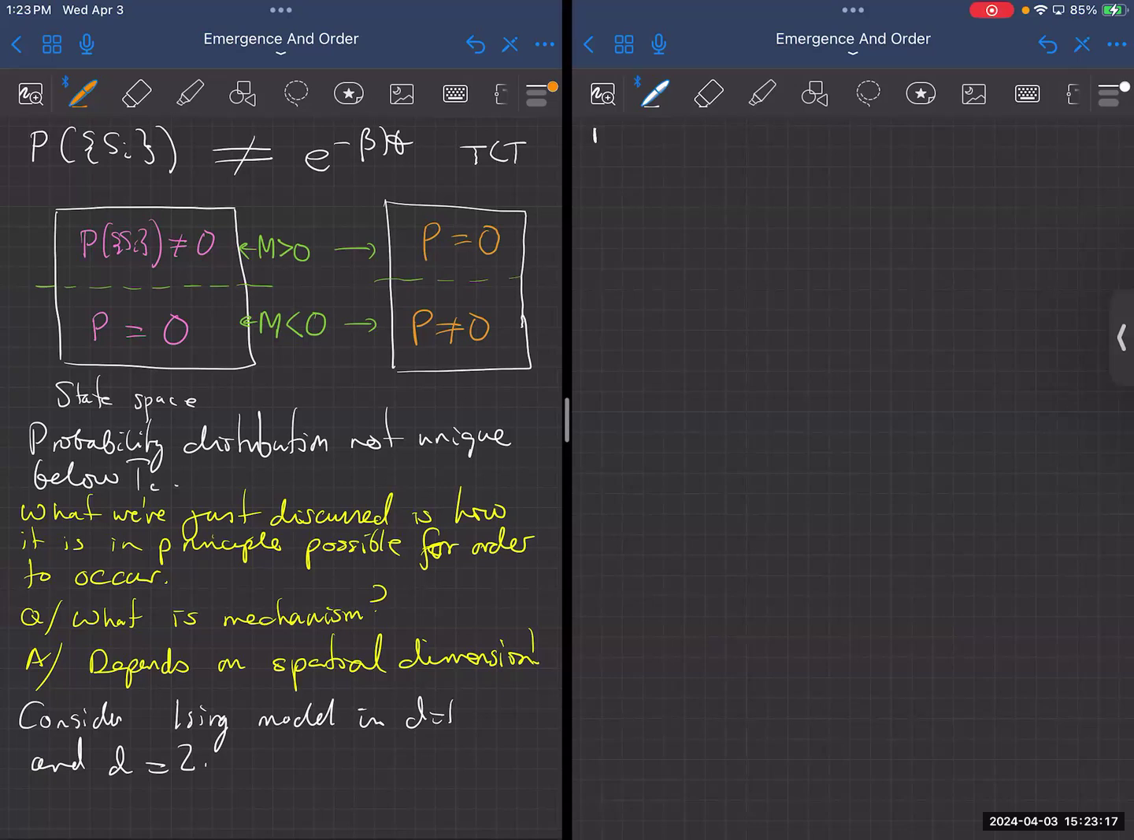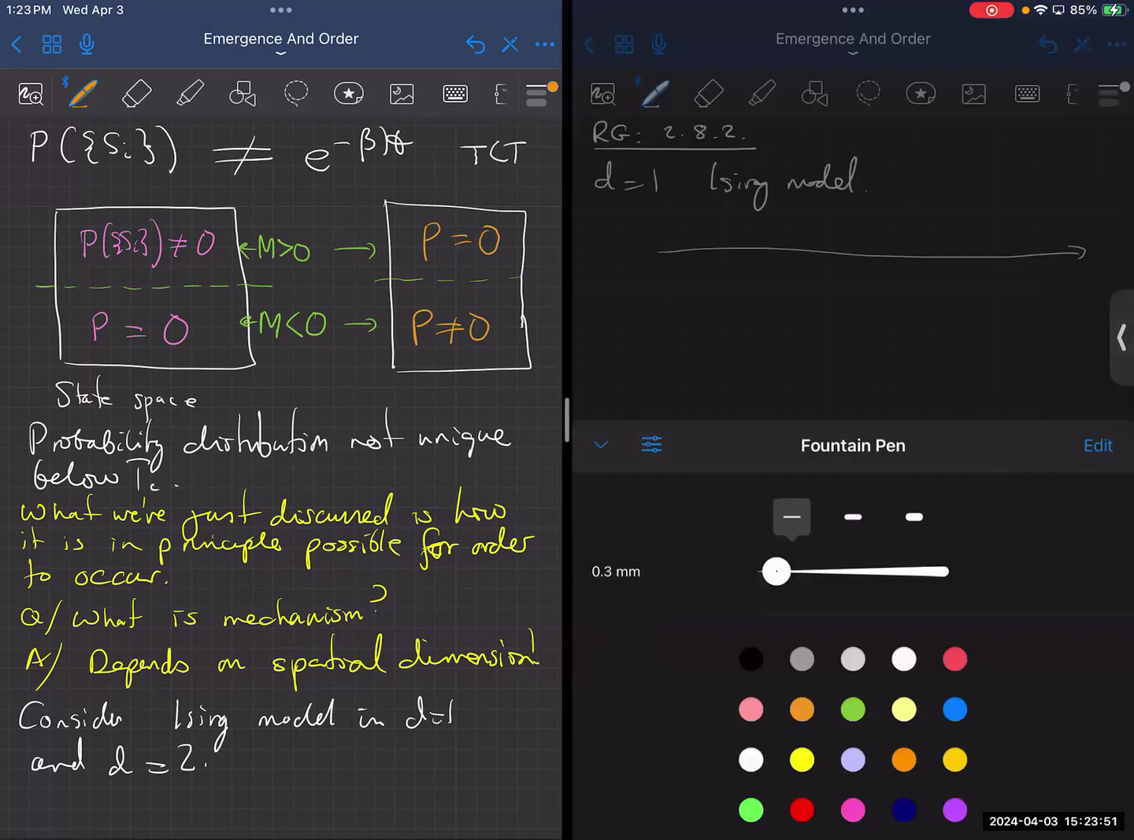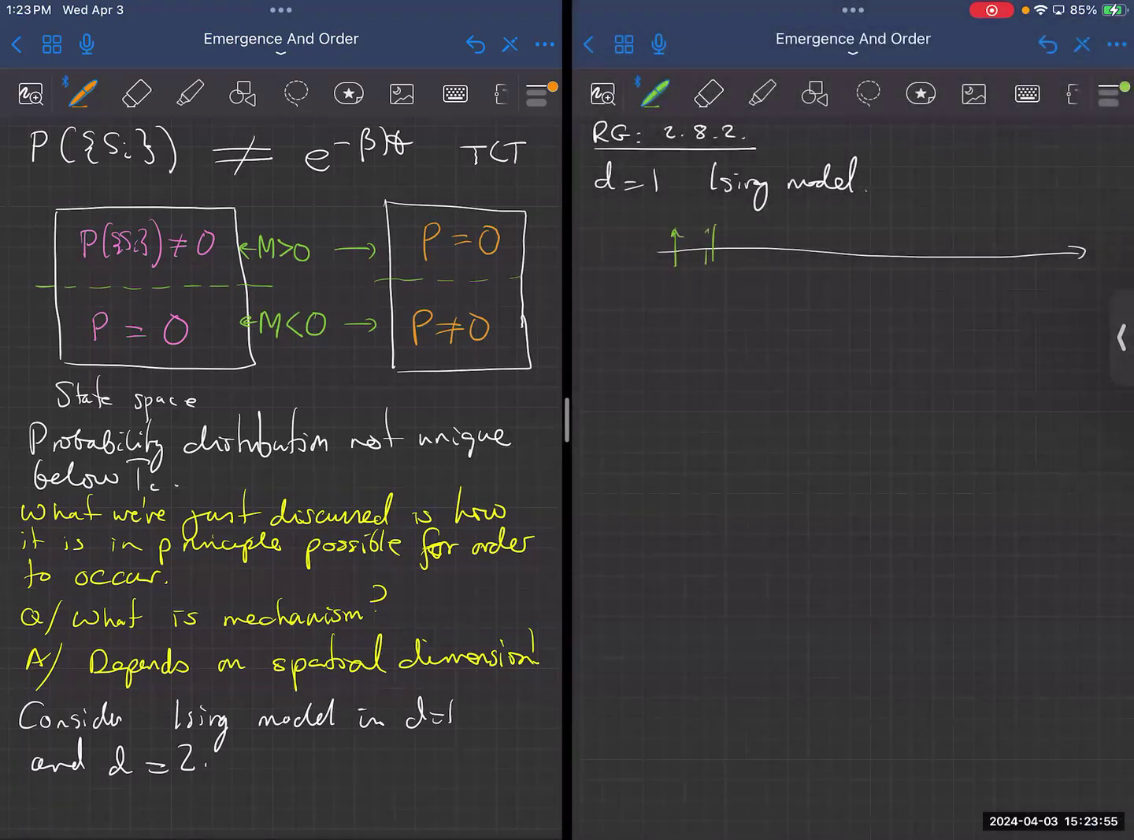So now I'm going to follow in my RG book section 2.8.2. So what I'm going to talk about is what is sometimes known as the Landau-Peierls argument. So let's think about a d equals 1 Ising model. And we're going to be looking at this in the x-axis like so, and I'm going to have my spins like so. That would be a configuration of my system. Okay, so what we're going to ask then is what happens at 0 temperature?